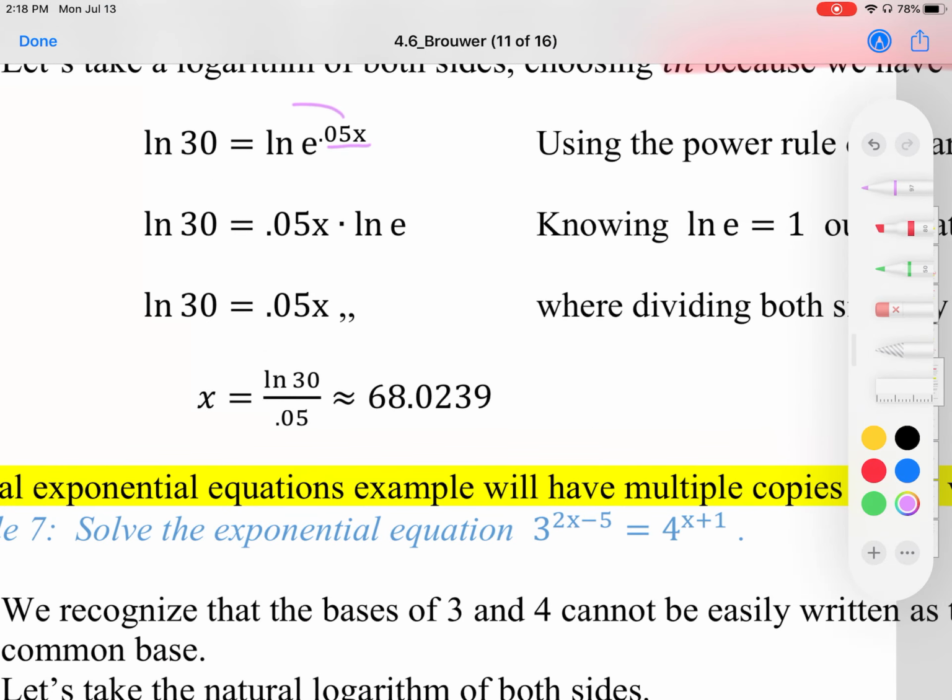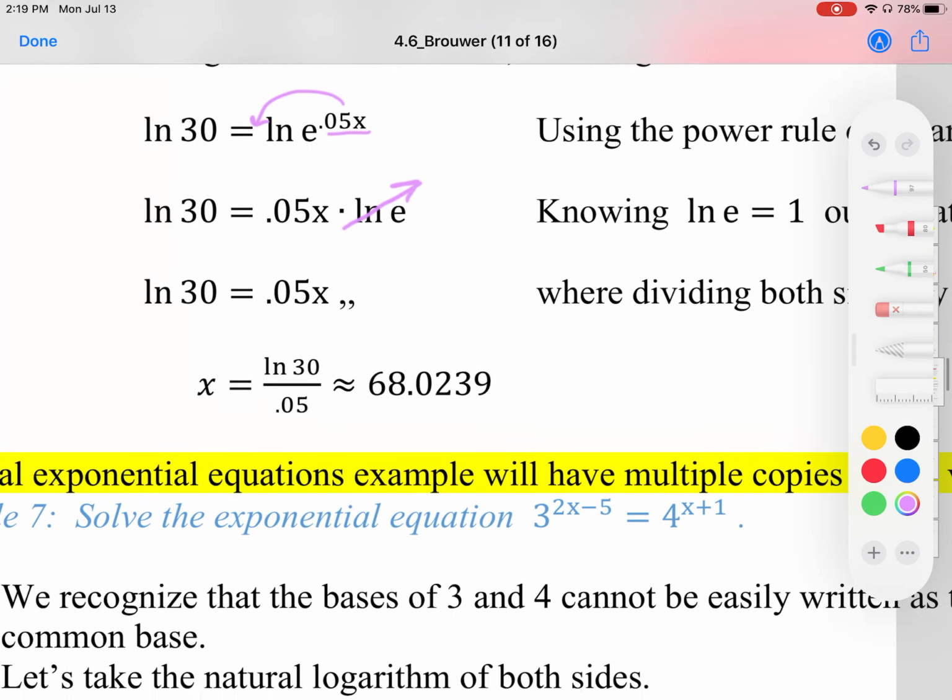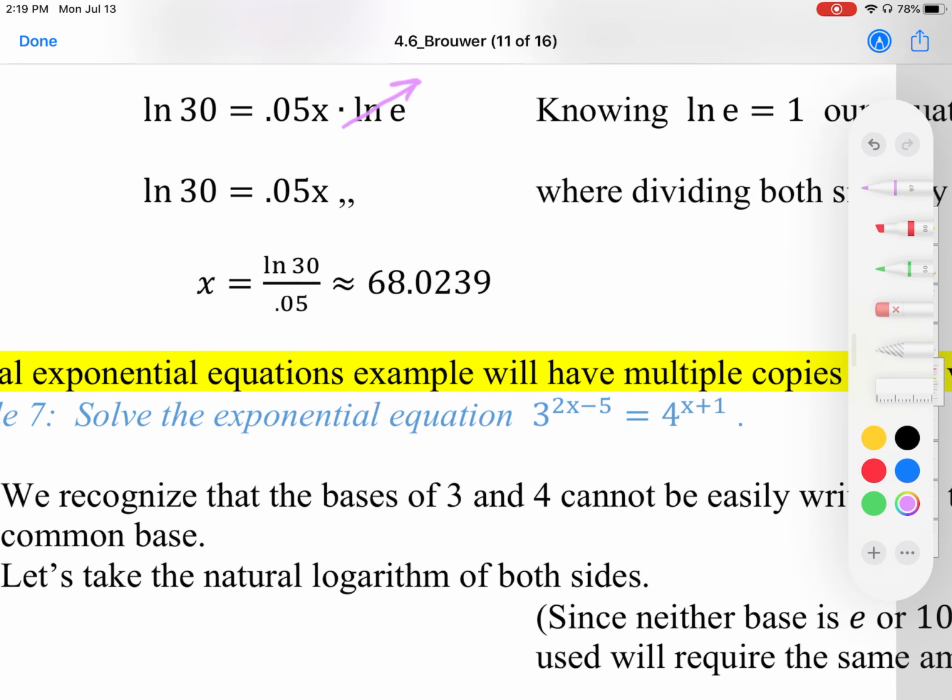By our exponent rule, we can bring this forward, and we're left with 0.05x times ln of e. Ln of e, they undo each other, so that's gone. So we're left with 0.05x equals ln of 30. Remember, our goal is just to get x by itself. So let's divide by 0.05. All right, lastly, we use our calculator to find our final answer. 68.0239.